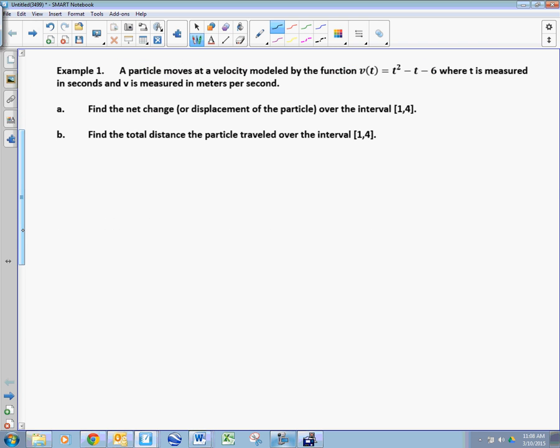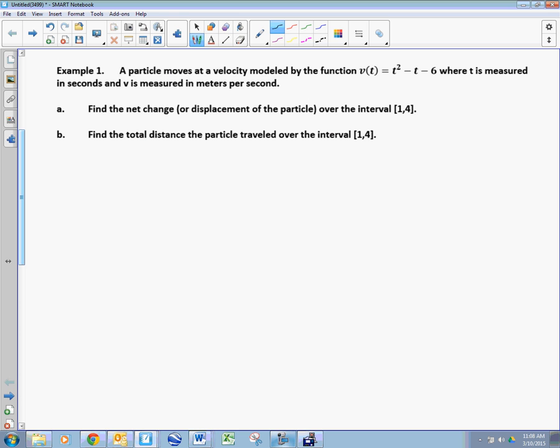So we're going to do a basic example today. You guys are going to try a couple problems like it. It's regarding a particle movement, and particle movement is a common thing that we like to talk about within calculus. So it moves at a velocity modeled by this. This is the velocity function. T is measured in seconds, and v is measured in meters per second. It says find the net change, or the displacement, of the particle over the interval [1, 4]. So from time equals 1 to time equals 4, what is its full displacement? We don't really know.